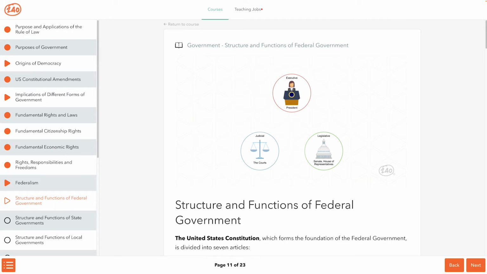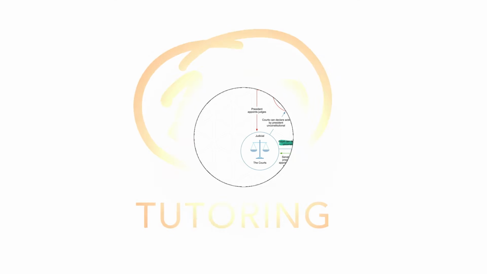To further protect against tyranny, each branch has the power to limit the power of the other two branches. For example, the judicial branch can check the legislative branch by declaring laws they pass as unconstitutional. This limiting is known as checks and balances.